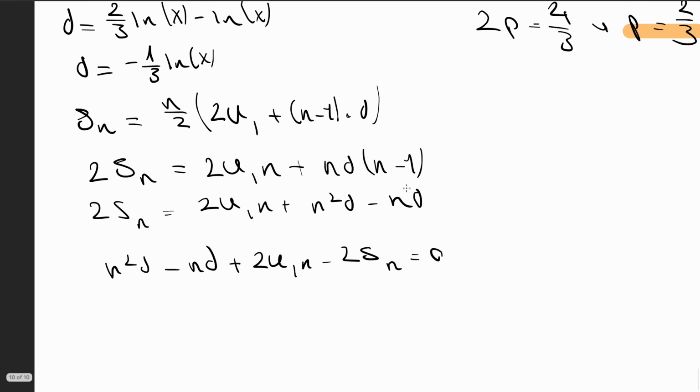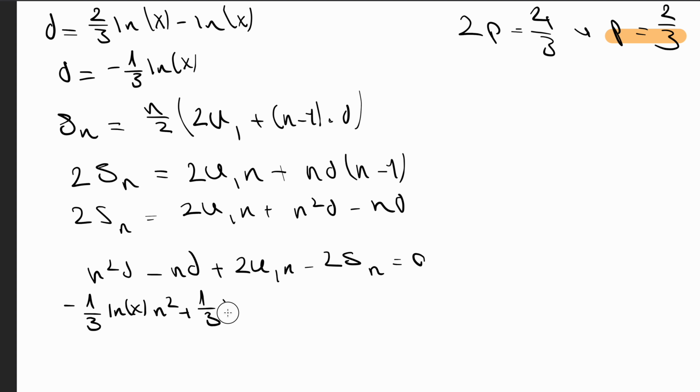So now you can go ahead and substitute in your givens. So we know d is equal to negative 1 over 3 ln of x. So negative 1 over 3 ln of x n squared plus 1 over 3 ln of x n plus 2 times u1, which is ln of x, so 2 ln of x n minus the sum of the series, which is going to be 2 ln of 1 over x cubed equal to 0.